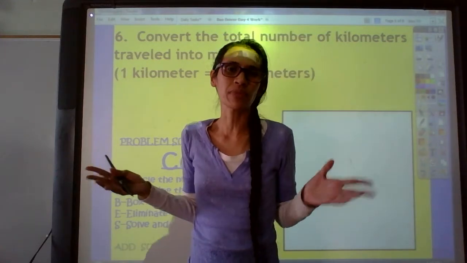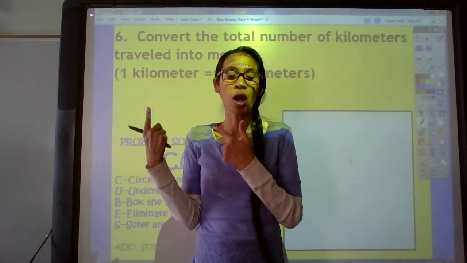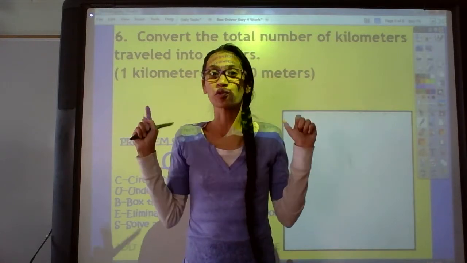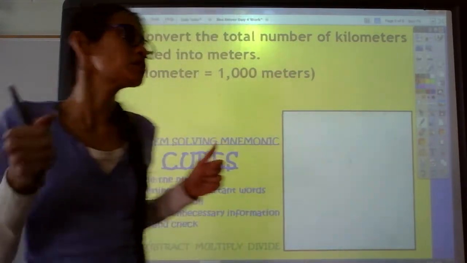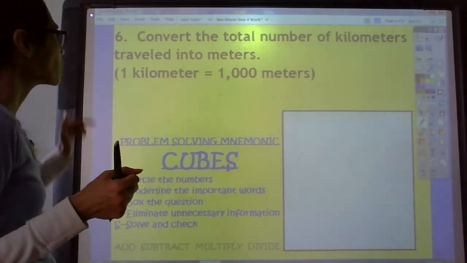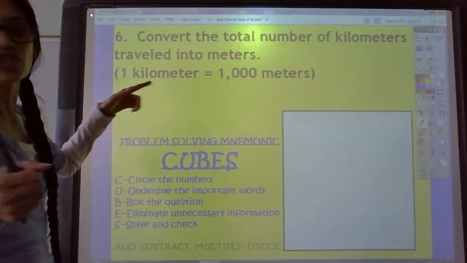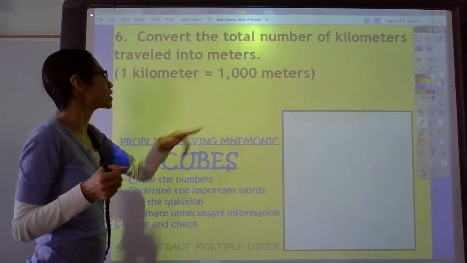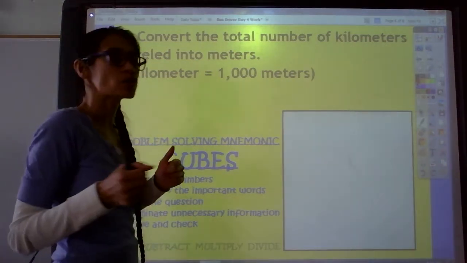This is Bus Driver Math Day 4. This is question number 6. Let's begin by reading the question. Read it with me. It says, convert the total number of kilometers traveled into meters. Here's your conversion factor right here. 1 kilometer equals 1,000 meters.